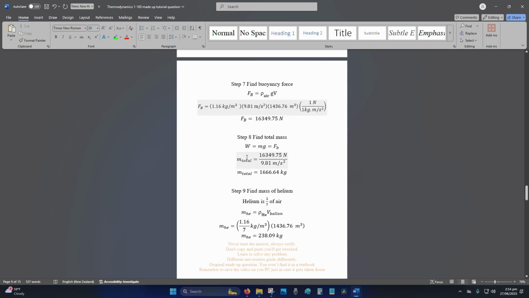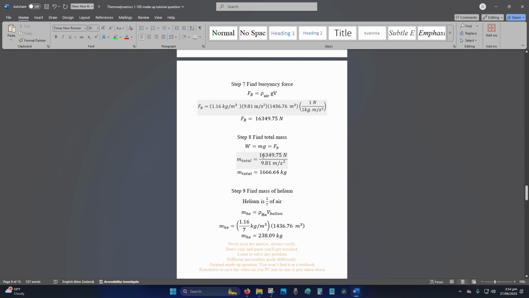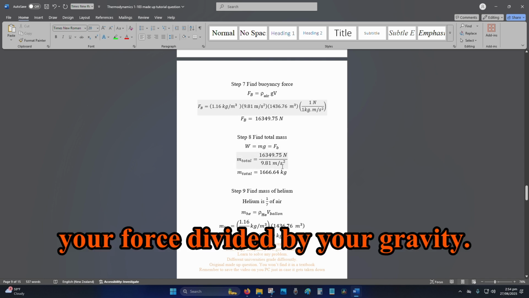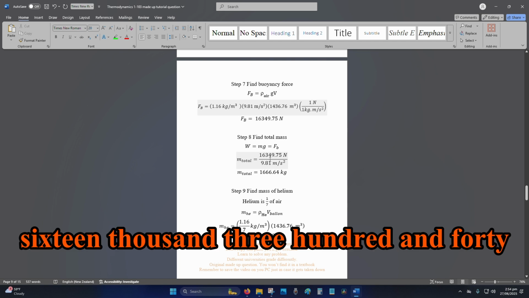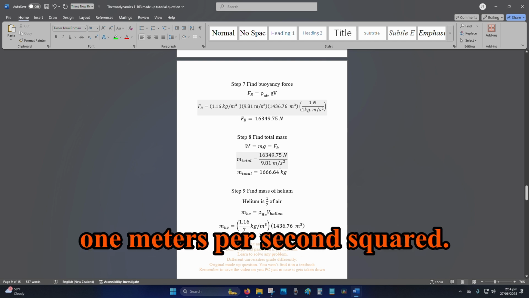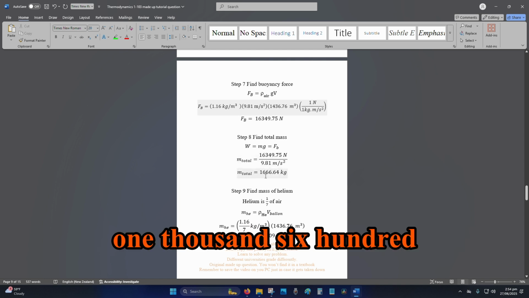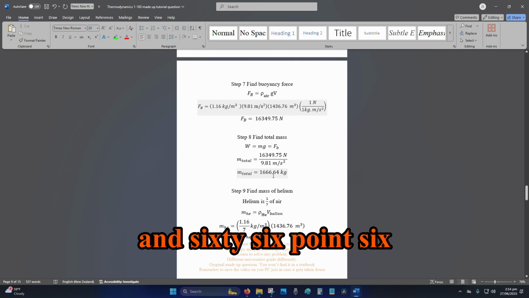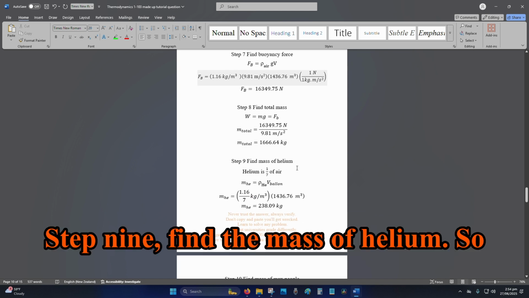Step 8, find the total mass. So the total mass is your force divided by your gravity. So we've got 16,349.75 newtons divided by 9.81 meters per second squared. That will give us 1,666.64 kilograms.